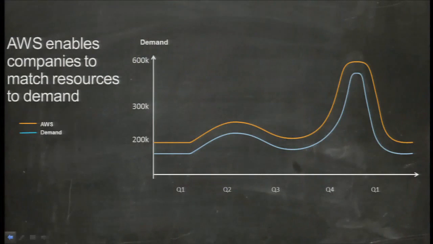So that's economic reason number one why the cloud is more efficient. And this is the idea that you can match the resources to the demand. So you pay only for what you use. And you can replace that upfront capital expenditure with this low variable cost.